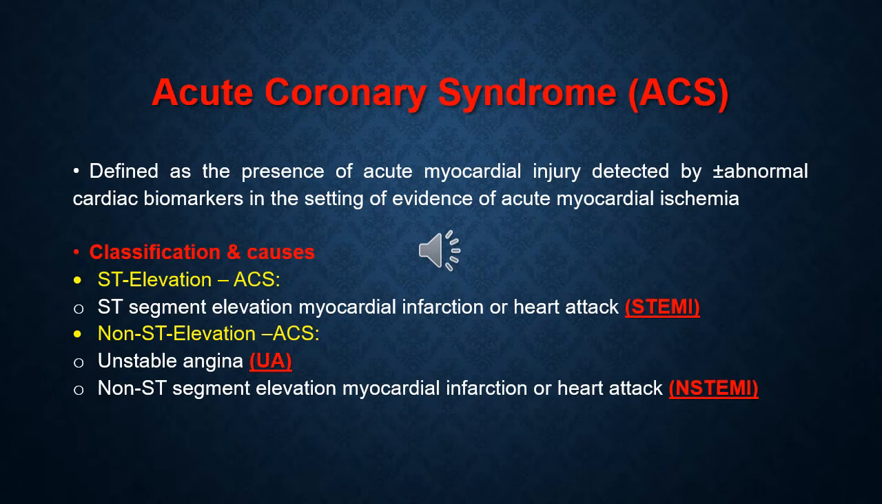Our presentation today is about acute coronary syndrome, which means that we have acute myocardial injury due to acute myocardial ischemia or acute obstruction of the coronary flow, partial or complete obstruction, with or without abnormal cardiac biomarkers. Acute coronary syndromes can be categorized according to the ECG and pathophysiology into ST elevation acute coronary syndrome, like ST elevation myocardial infarction, and non-ST elevation acute coronary syndrome, which can be classified into unstable angina if there is no complete obstruction of the blood flow, and non-ST elevation myocardial infarction, which is accompanied by increased myocardial biomarkers due to necrosis.